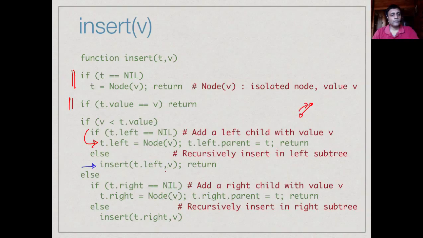So if we do have a left, we recursively insert. If we don't have a left, then we create a node with v. This is the actual insert operation, and we make it point to us through the parent. Likewise, if we do want to go right and there is no right, we insert it to the right, and we make it point to ourselves through its parent. Otherwise, we recursively insert to the right. So insert is a very straightforward function.